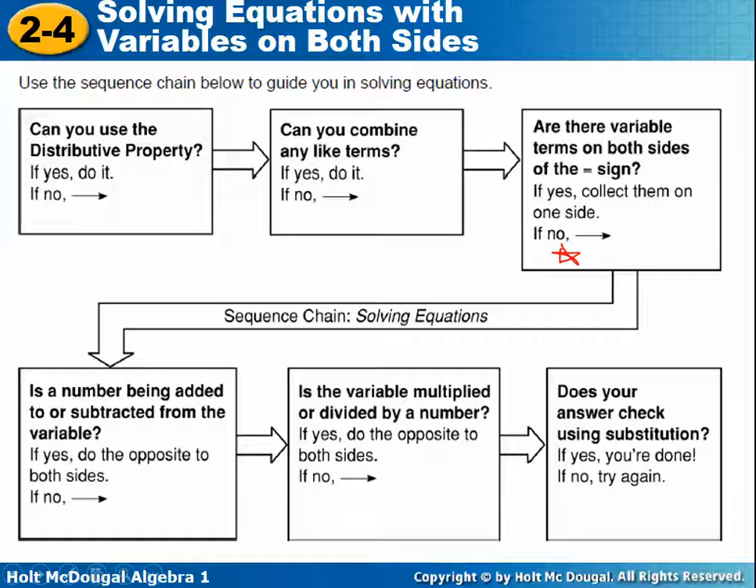So if there's a variable on both sides, we collect them on one side, and we'll talk about how to do that. And then after you do that, you are going to have a two-step equation, and you will solve the way we've been practicing. Check and see if there's a number added to or subtracted from the variable. If yes, do the opposite. And then is it being divided or multiplied? If so, do the opposite. And then you should always check your number when you're done.